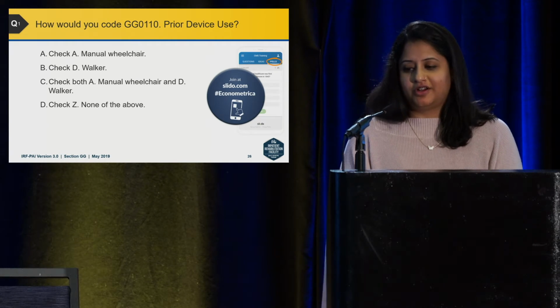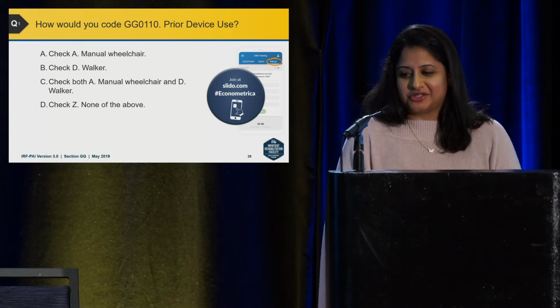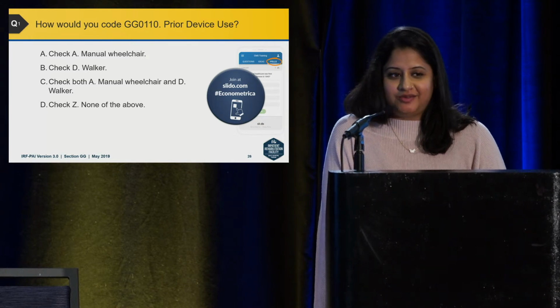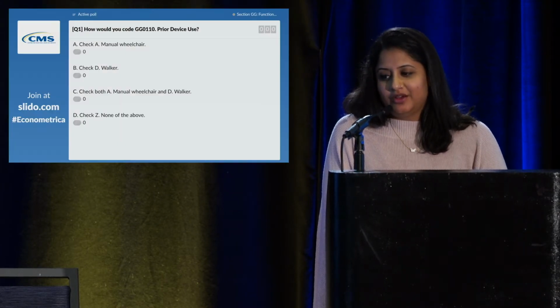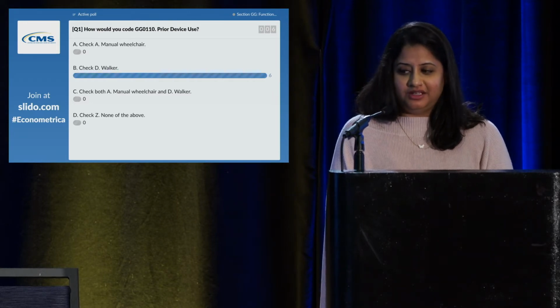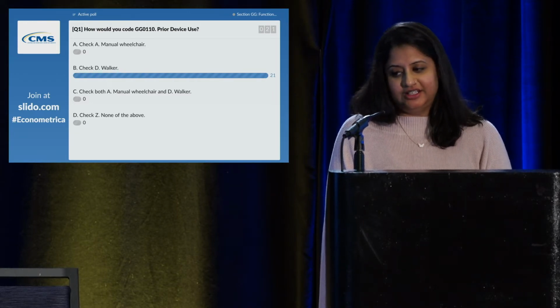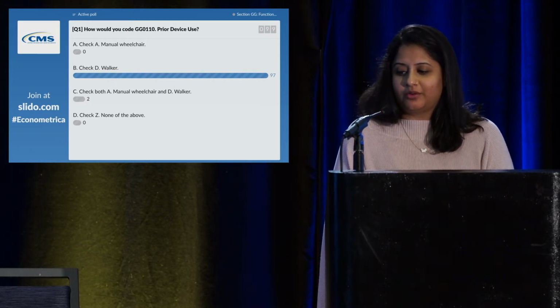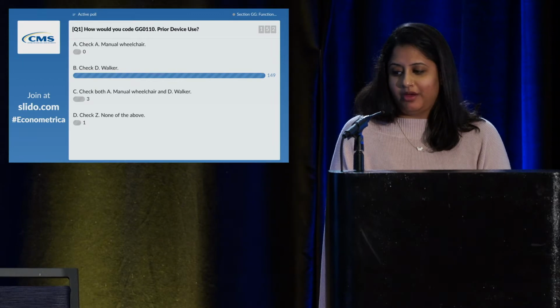Okay, so we're going to have an opportunity for a slide. I know you guys just got the answer, just to make sure you guys are awake. How would you code GG0110 prior device use? Would you A, check A, manual wheelchair, B, check D, walker, C, check both A, manual wheelchair and D, walker, or D, check Z, none of the above?